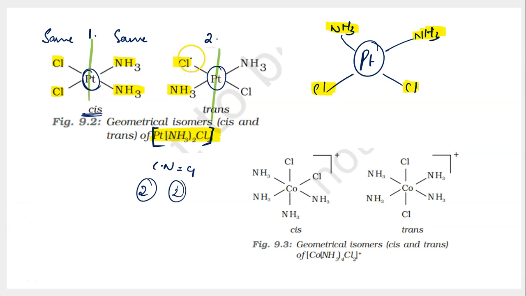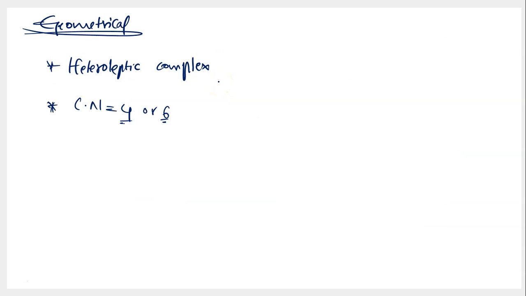And if you see the opposite, like on the left hand side I have the groups of different type arranged and on the right hand side I have the groups of different type arranged, then I call this kind of arrangement as trans isomer. So geometrical isomers can be cis trans isomers. If they are cis trans isomers, these are the conditions required to be followed. The complex needs to be a heteroleptic complex and it should have coordination number 4 or 6.